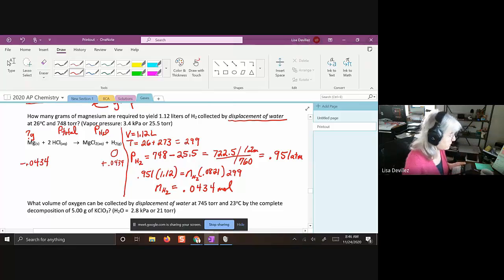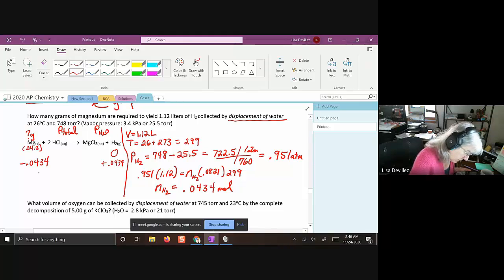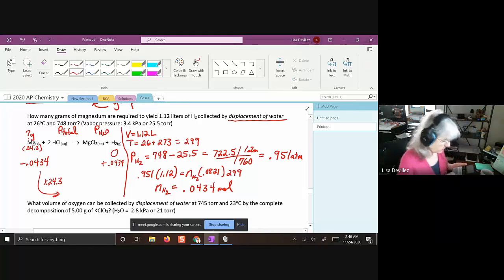And then magnesium is 24.3, so we do times 24.3, getting 1.05 grams of magnesium is what I would need for that.